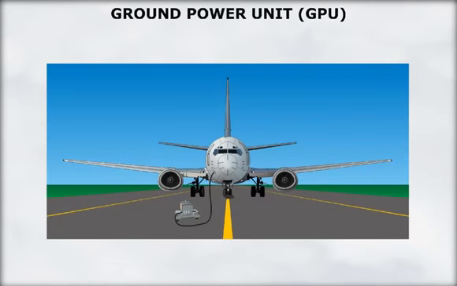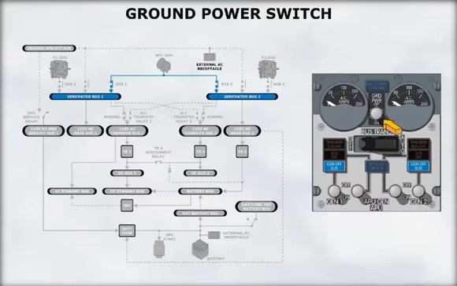The generator buses can also be powered by an external electrical power card, or GPU. The ground power switch is a 3-position switch, on, off, and spring-loaded to the center neutral position. It controls the ground power relays and enables an external electrical power card to power the generator buses.